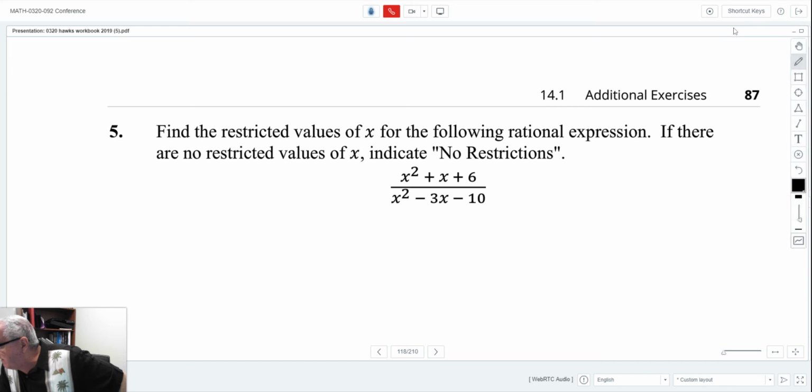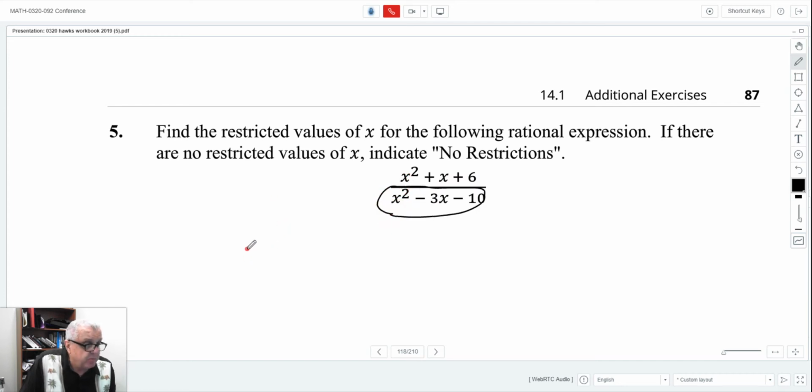Find the restricted value. If there are no restrictions, indicate no restrictions. So I need to find the restricted value. Once again, when we're looking for the restricted value, when we have a fraction, the only thing we're looking for is the bottom cannot equal 0. I don't care about the top when I'm looking for restricted values for rational equations. I'm only looking at the bottom. X squared minus 3x minus 10, that bottom cannot equal 0.